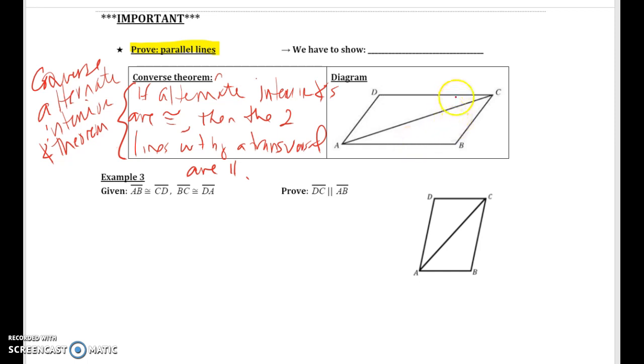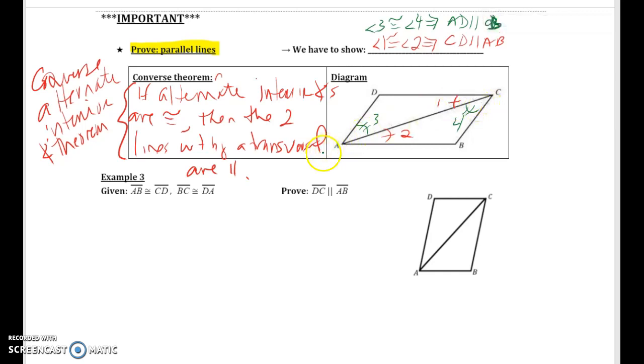Okay, so let's look at this diagram. If we were to prove this angle congruent to this angle, which are alternate interior angles, so if we show angle 1 congruent to angle 2, that is going to show that CD is parallel to AB. If we were to show that angle 3 is congruent to angle 4, which are again alternate interior angles, then that would show that AD is parallel to CB.